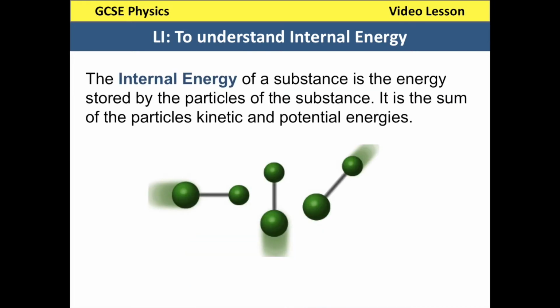So one more key definition. The internal energy of a substance is the energy stored by the particles of the substance, and it is the sum of the particles' kinetic and potential energies. Of course, potential energy we've looked at already is to do with how close the particles are to each other, and kinetic energy is to do with how fast the particles are moving.